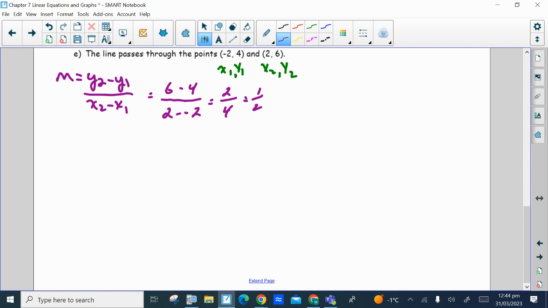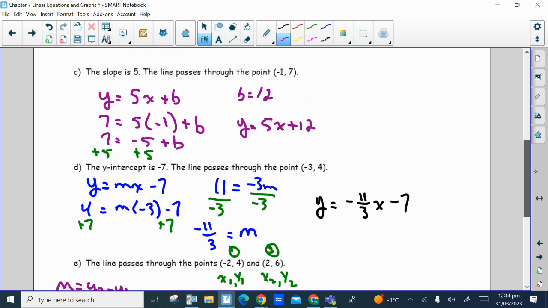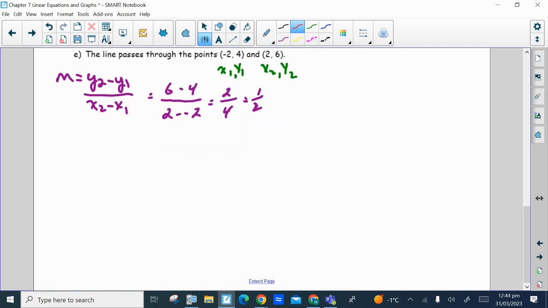So that's our slope. So now this one becomes just like question C, where we had the slope and we had a point. The only difference is in this case we have 2 points, but I'm going to show you it doesn't matter which point we choose to find out what b, the y-intercept is, you're going to get the same value. But m, the slope, is 1/2. It's y equals mx plus b.